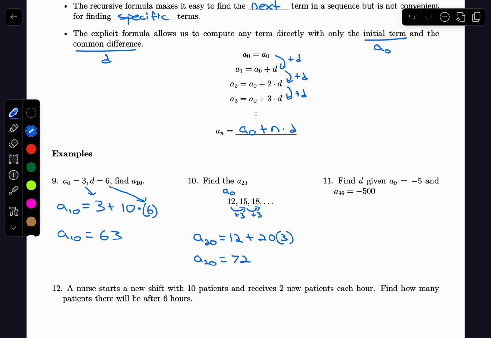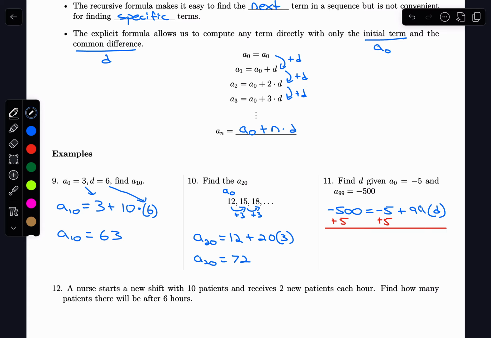So what we're going to do is set up that same explicit formula, but now we're going to solve for D. So we have that A sub 99 is negative 500. That's going to go on the left. This is supposed to be equal to A naught, which is negative 5, plus n times D. So here n is 99, and then we're multiplying by D. We do not know what D is, so we have to solve this equation. If I add 5 to both sides, remember we're just solving an equation like normal, so no crazy steps here. We're just trying to isolate D.